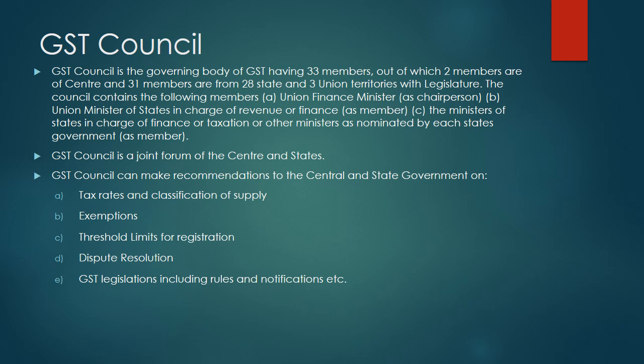GST Council. GST Council is a governing body of GST having 33 members, out of which 2 members are from center and 31 members are from the states and the union territories. So it contains the following members: Union Finance Minister as a chairperson, Union Minister of State in charge of Revenue or Finance as member, the Ministers of State in charge of Finance or Taxation or other ministers as nominated by each state government as member. So basically, this GST Council is a joint forum of a center and the state.